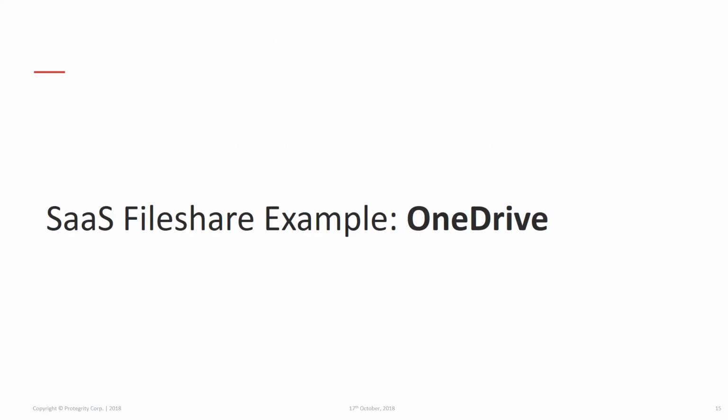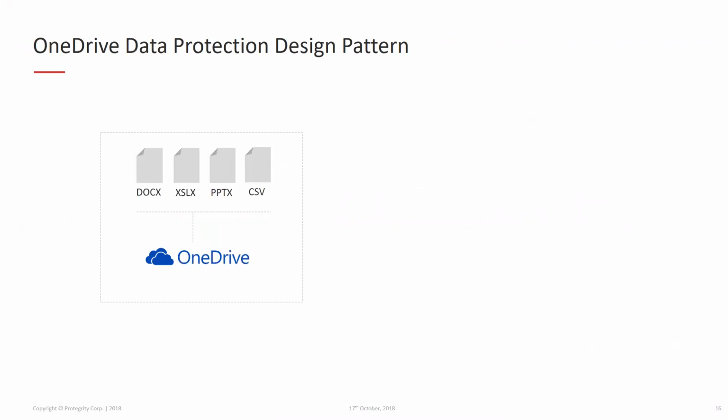Let's now move on to the OneDrive example, another application of SaaS data protection. This is a schematic design pattern for OneDrive data protection. As you see, I have my file share with all sorts of files in it, uploaded by various users. Anytime a user uploads a file to OneDrive, this file is going to pass through the Cloud Security Gateway.